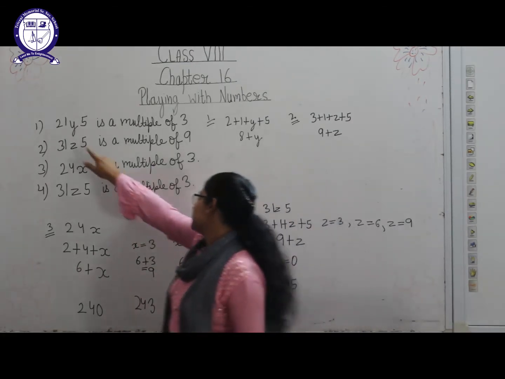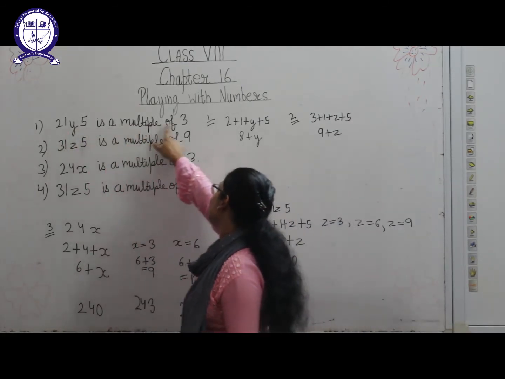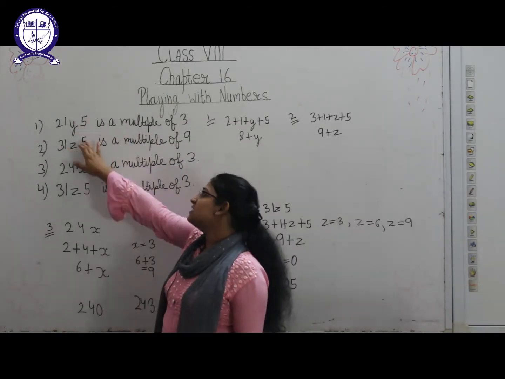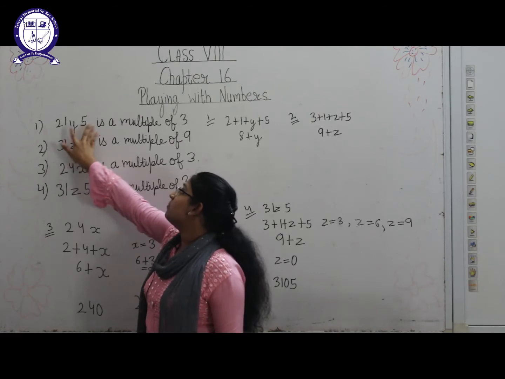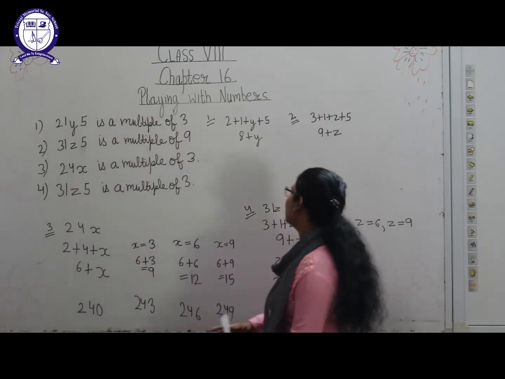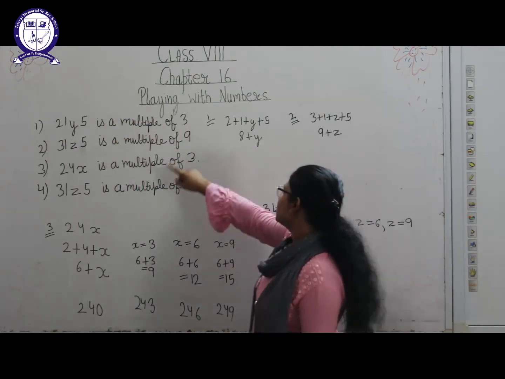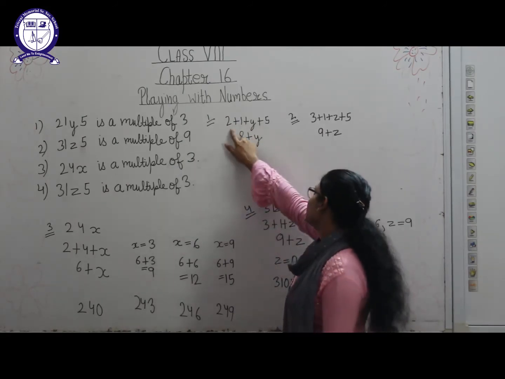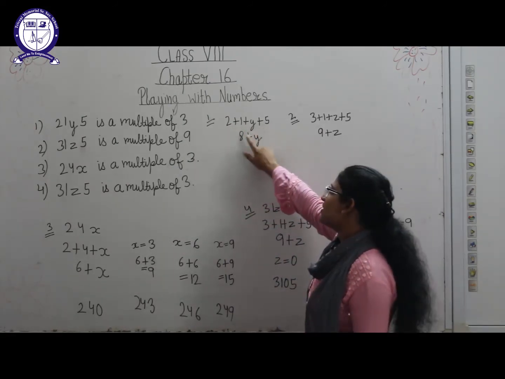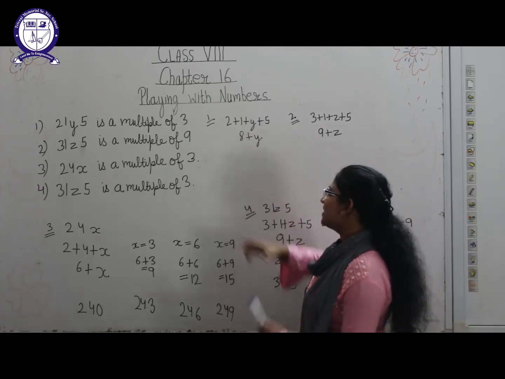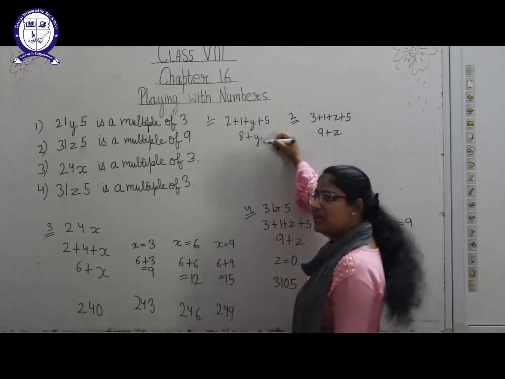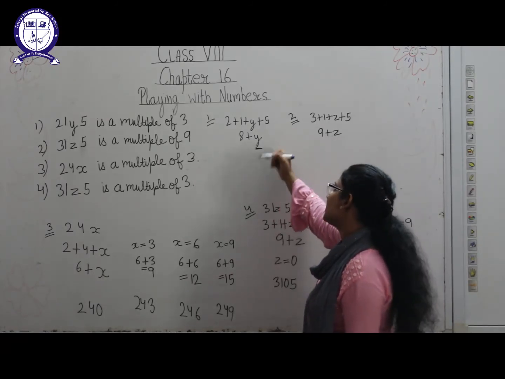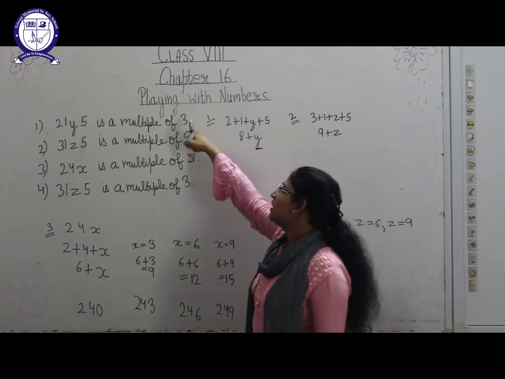Now the first question is 2, 1, y, 5 is a multiple of 3. Here we have to put the value of y such that this number becomes a multiple of 3. So we will add these 4 digits, 2 plus 1 plus y plus 5. 2 plus 1 is 3 and 3 plus 5 is 8, so the sum is 8 plus y. What should be the value of y here, so that we get a multiple of 3?